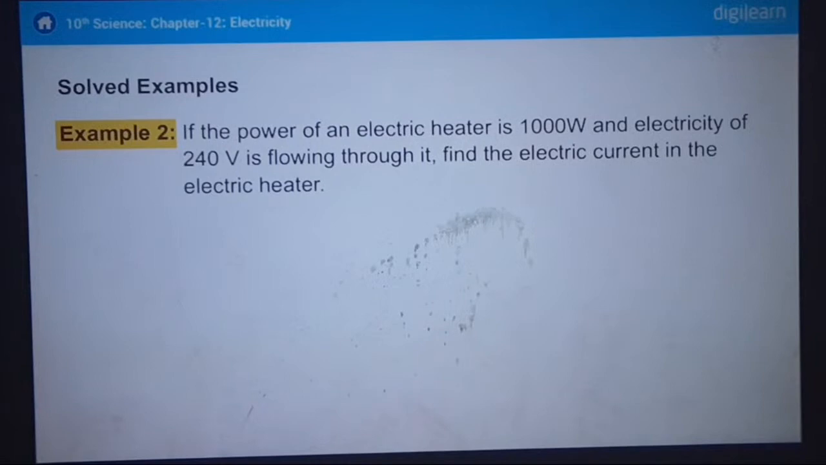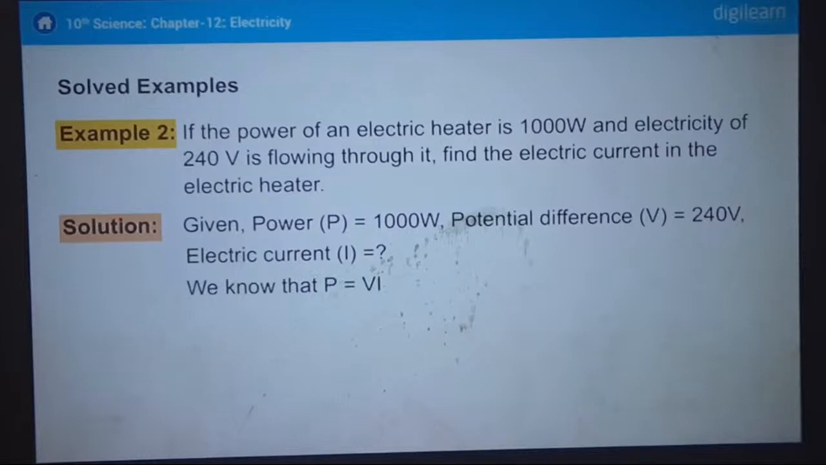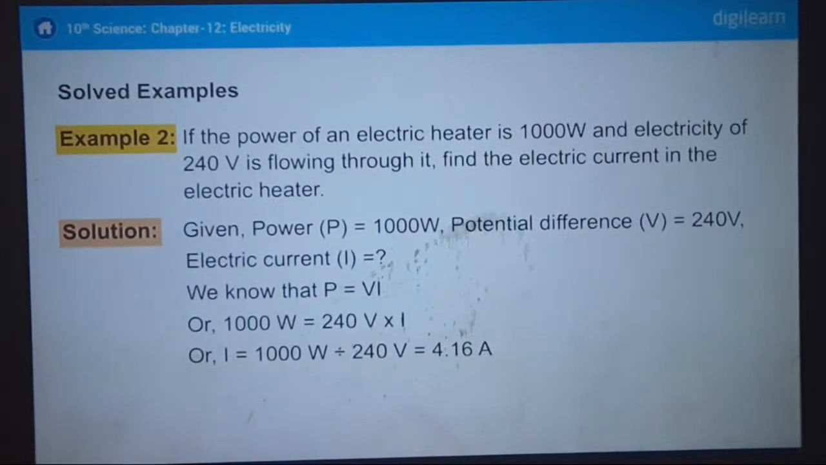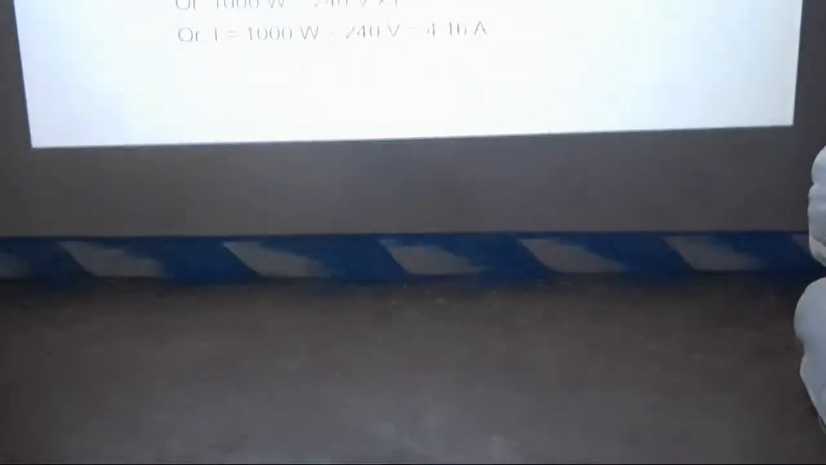Example 2. If the power of an electric heater is 1000 watts and electricity of 240 volts is flowing through it, find the electric current in the electric heater. Solution. Given power P equal to 1000 watts, potential difference V equal to 240 volts, electric current I to be found out. We know that P equal to VI, or 1000 watts equal to 240 volts into I, or I equal to 1000 watts divided by 240 volts is equal to 4.6 amps.